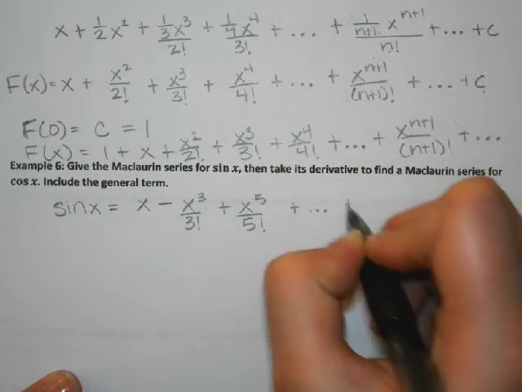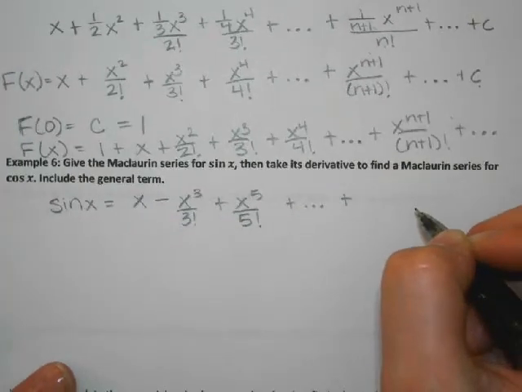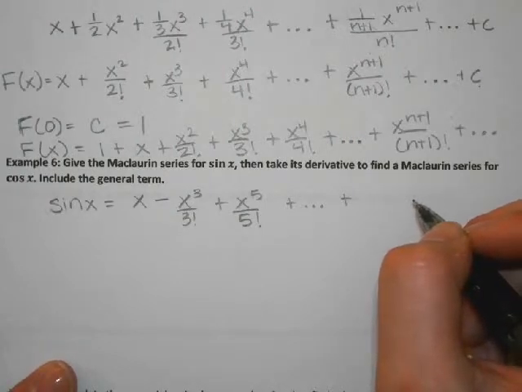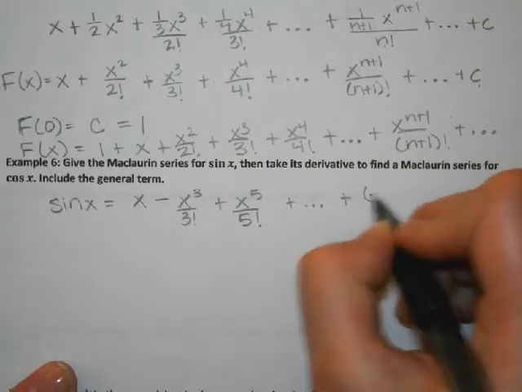And then what was the general form for this one? Anyone remember the general form? The nth term? -1 to the n.